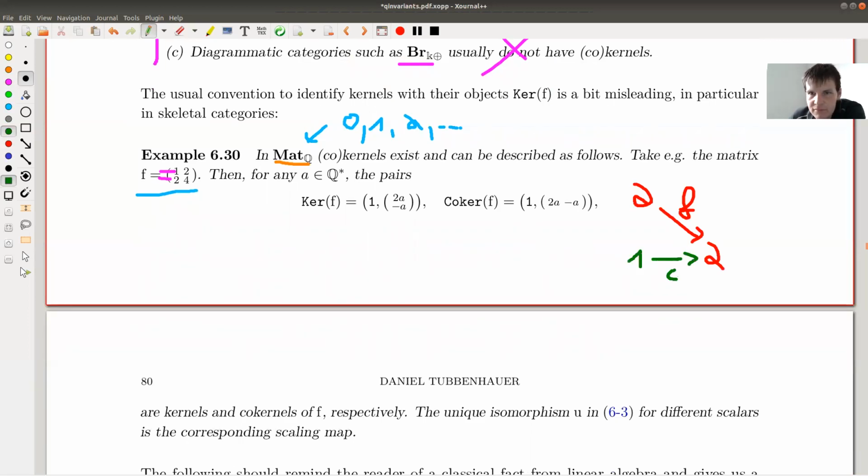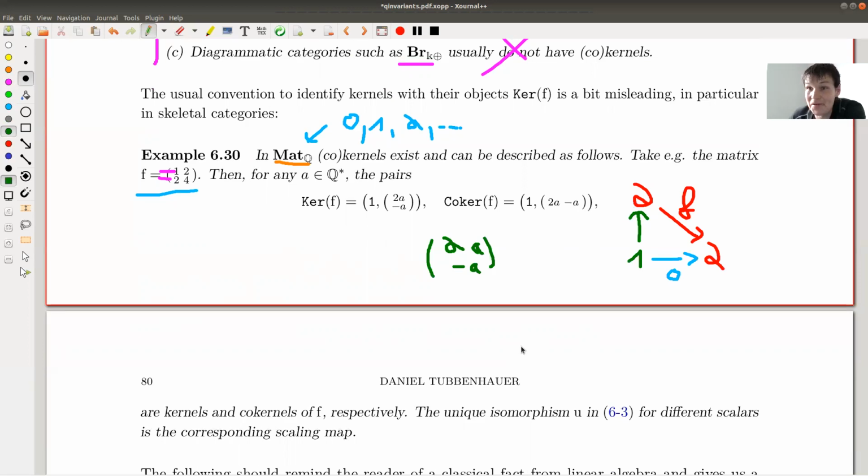Here's 0. And I would need something that I can put here. So I need to put an object. Maybe I should do this in a different color. Okay, this is my 0 map. And I would need to put an object here and a morphism. And the object I put is 1. And the morphism I put is this one for some a. A doesn't matter. That's a matrix from 1 to 2.